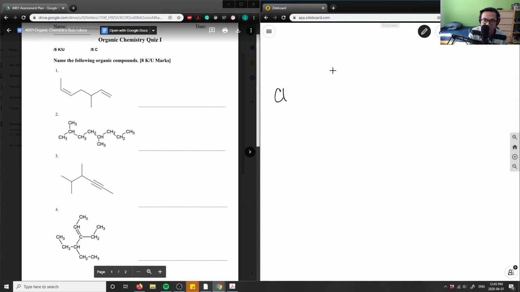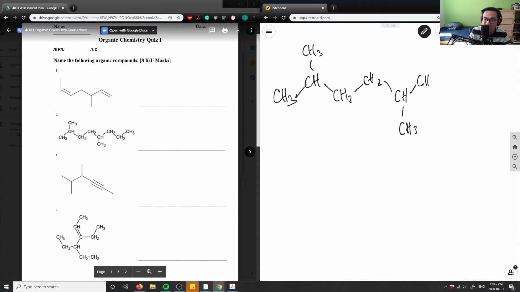So this is CH3, CH, and again, this is a condensed structural diagram we have here. CH bond CH2. Sorry, that H was really bad. CH2, CH2, CH, CH3, CH2, CH2, and then CH3. So how would we label this?